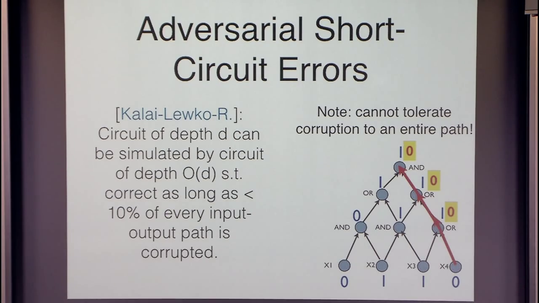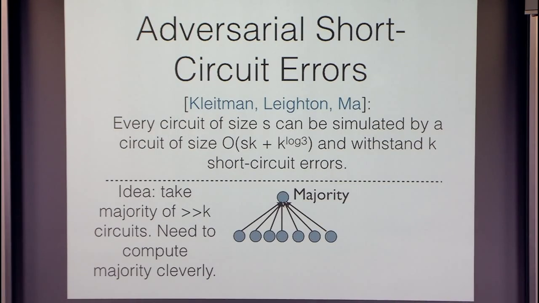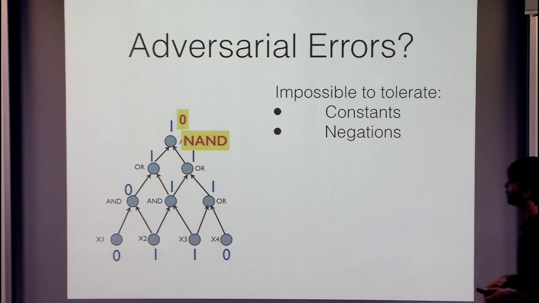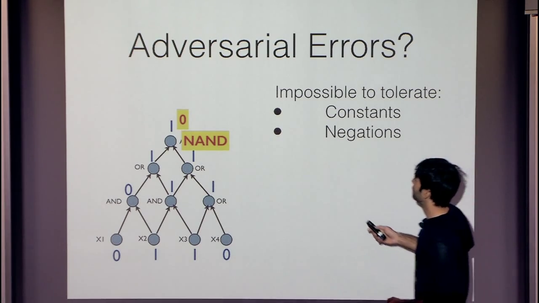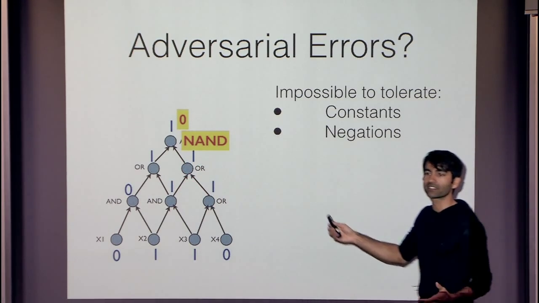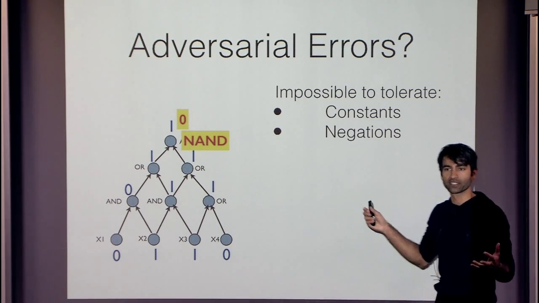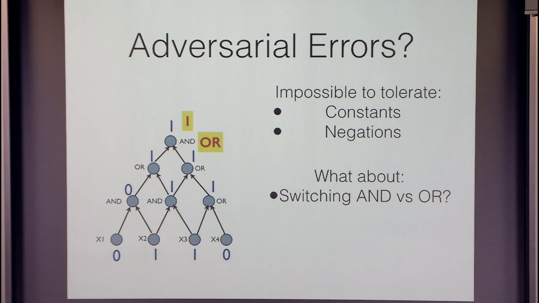Suppose you have a circuit. The reason we got to this is we were thinking about what kind of adversarial errors you can tolerate in circuits. At first you think nothing, because if there's a corruption at the output gate, the whole circuit is ruined. But if you think about what corruptions can be tolerated and what can't, you notice something interesting. Obviously, if you replace the output gate with a constant, then the circuit is ruined. If you negate the output gate, then the entire circuit is ruined. But what if you flip an AND gate for an OR gate?